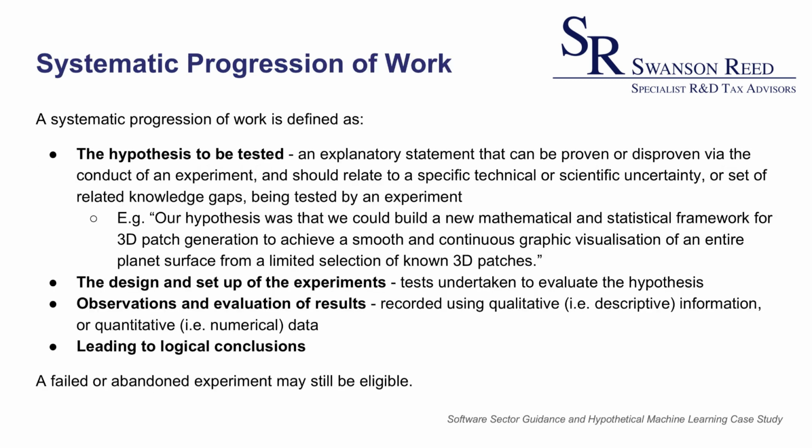The company may use software development methods such as Agile, Waterfall, or Rapid. Regardless of the method used, the company will need to show that the methodologies were used as part of a systematic progression of work. A systematic progression of work is defined as the hypothesis to be tested, the design and setup of experiments, including key variables to be tested, observation and evaluation of results, leading to logical conclusions.